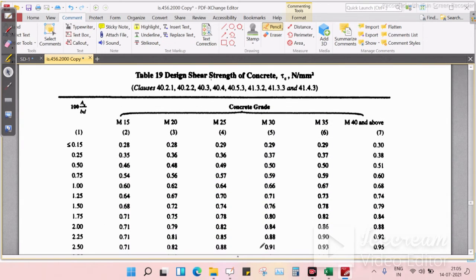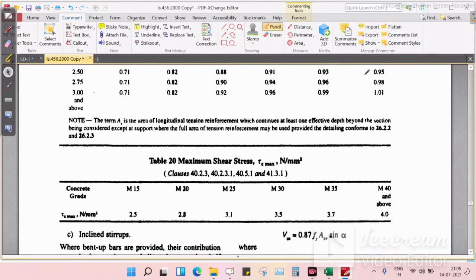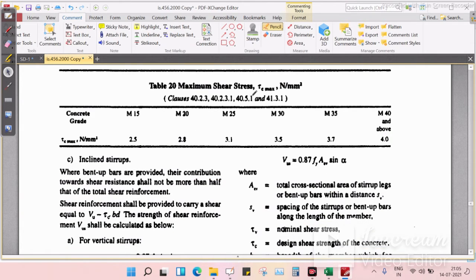Okay. I have already told you how to calculate tau c from table number 19. We have to find out the percentage of steel pt. We have the concrete grade. So by taking the pt value and the concrete grade, we can find out the tau c value. If our pt is not in the list, we can interpolate between the two values to find the exact tau c. And from table number 20 we can find tau c max, the maximum shear stress.